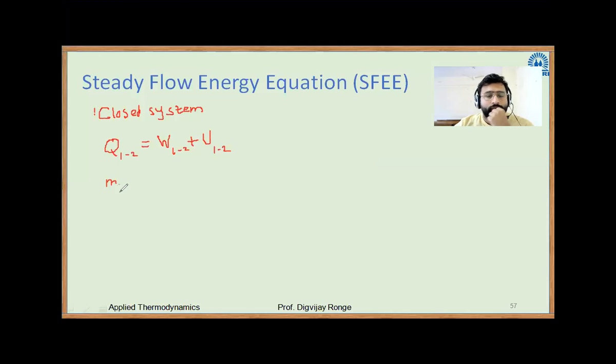So if you want to write this equation on mass basis, that means per kg, or per ton, whatever mass unit there will be. On a per mass basis, this symbol will become small q 1 to 2 equal to small w 1 to 2 plus small u 1 to 2. I hope this is okay.